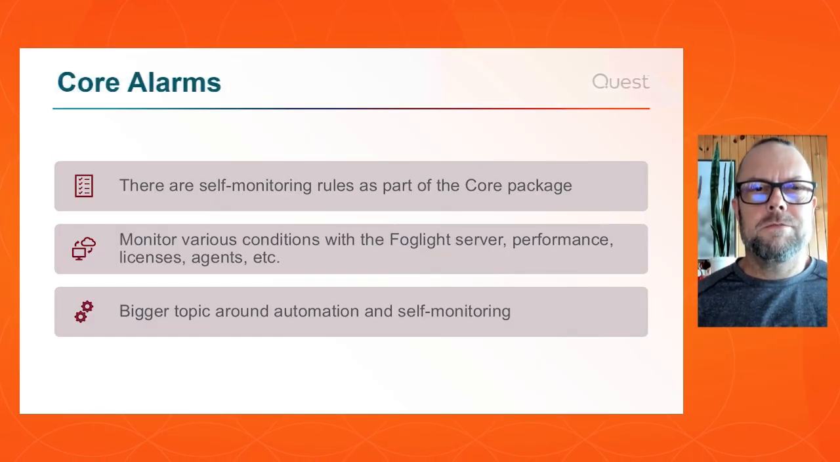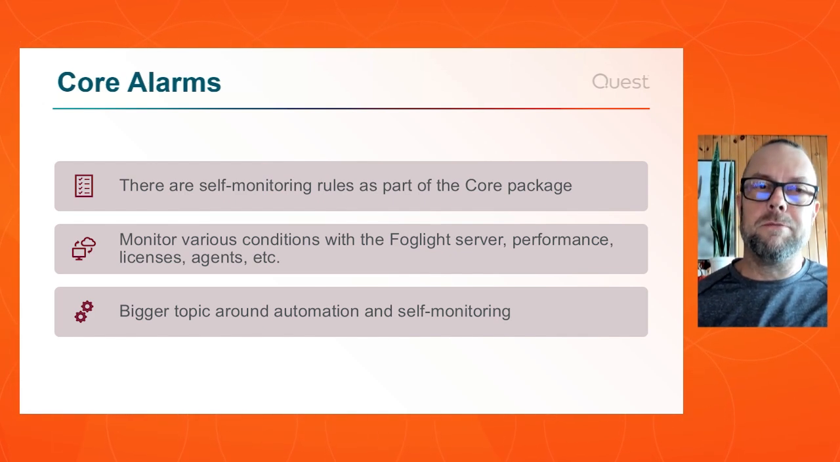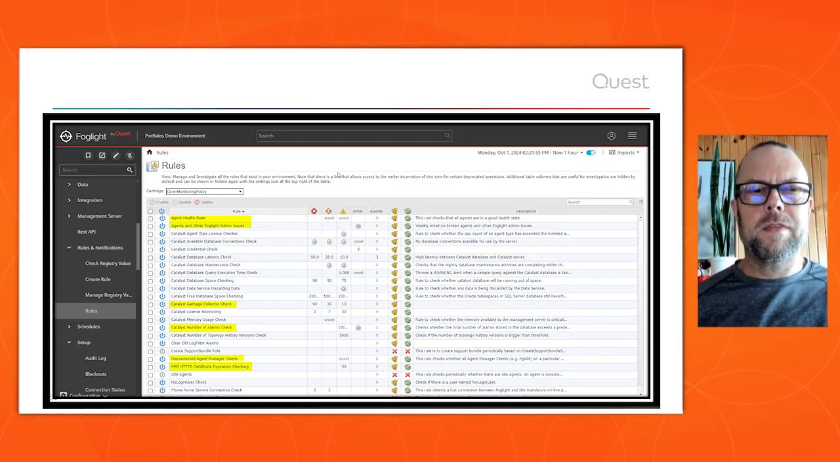There's also some core alarms in Foglight that are important that you review, check that they're turned on or off, as the case may be. They do not show in the alarm templates. There is no template for core, so you do have to go to the rules dashboard and take a look at them. They're meant to self-monitor Foglight, looking at different conditions like server performance, your license status, agent manager status, and so on. There is a bigger topic around automation and self-monitoring that we may cover down the road. So from that rules dashboard, again, you just pick the cartridge and it's core monitoring policy that you look at.